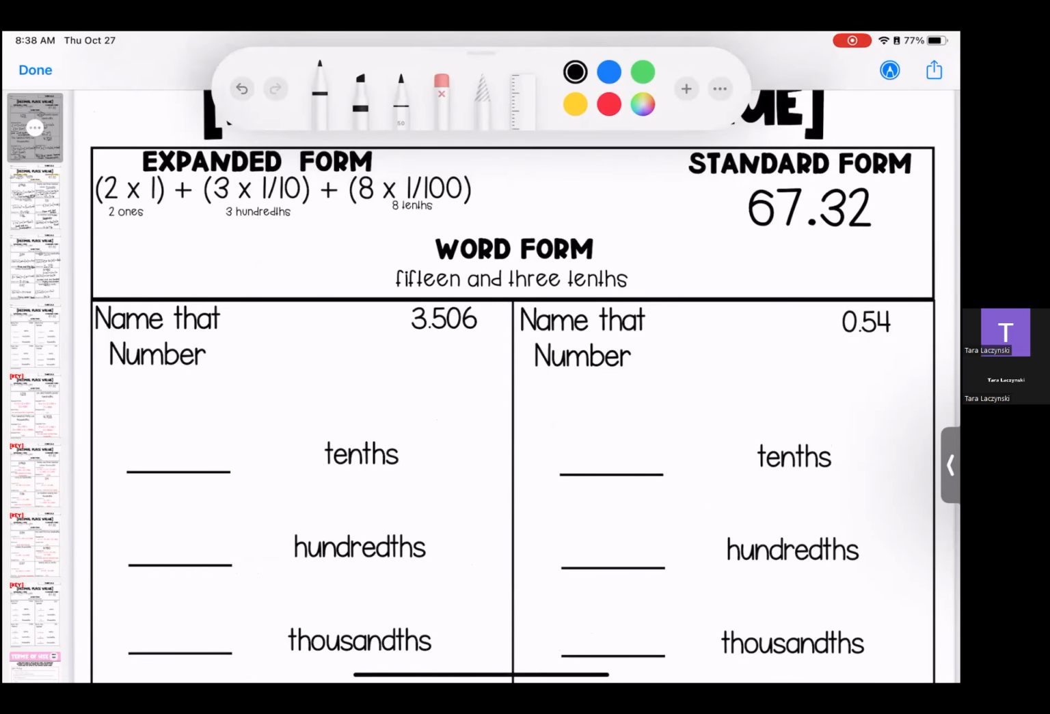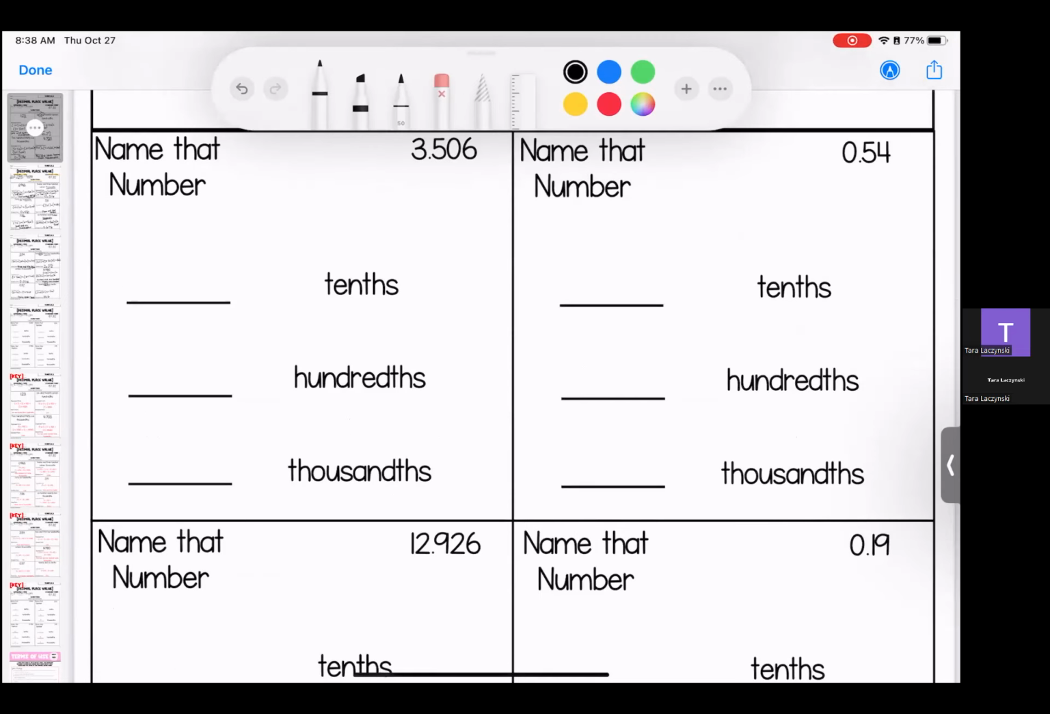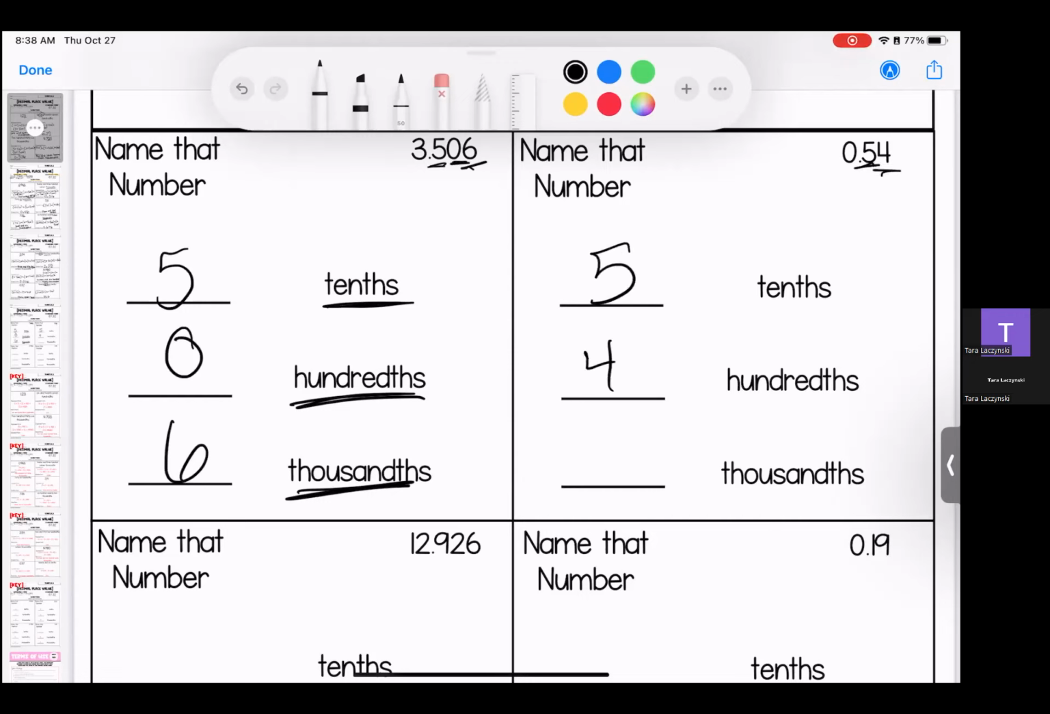Last page for this. We're looking at the value, okay? So I want to know how many tenths, hundredths, thousandths we have. Watch, because I asked for different things throughout, okay? So do I have any tenths? Yes, I have 5 of them. Do I have any hundredths? 0. Thousandths, 6. I have 5 tenths. I have 4 hundredths. Nothing in the thousandths.